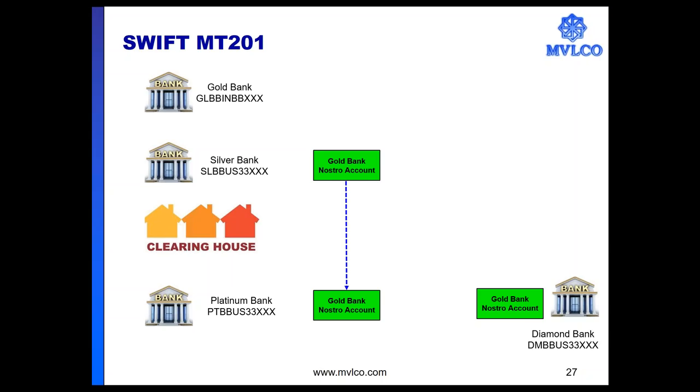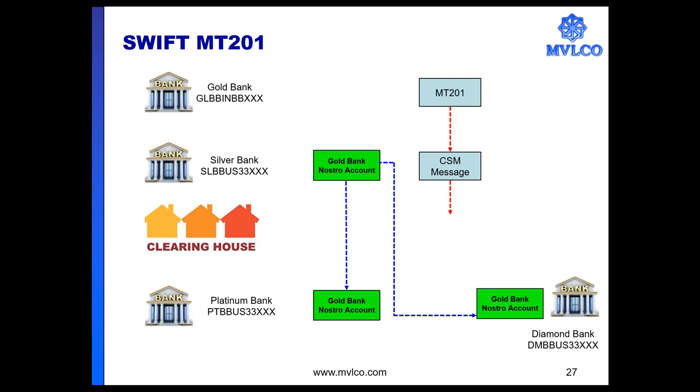So in this example now, we want to move money from Gold Bank's account at Silver Bank to Platinum. This is transaction one. Transaction two is from the same account at Silver Bank to the account at Diamond Bank. So there are two transfers to be made by Gold Bank. If they want to make these two or more than two transfers, Gold would now create an MT201. It goes to Silver. Silver will now create the CSM message and send a debit advice, the confirmation of debit, to Gold Bank that we have created these transfers. This is what that MT900 is, telling Gold Bank that we have debited your account at Silver Bank for two transactions.